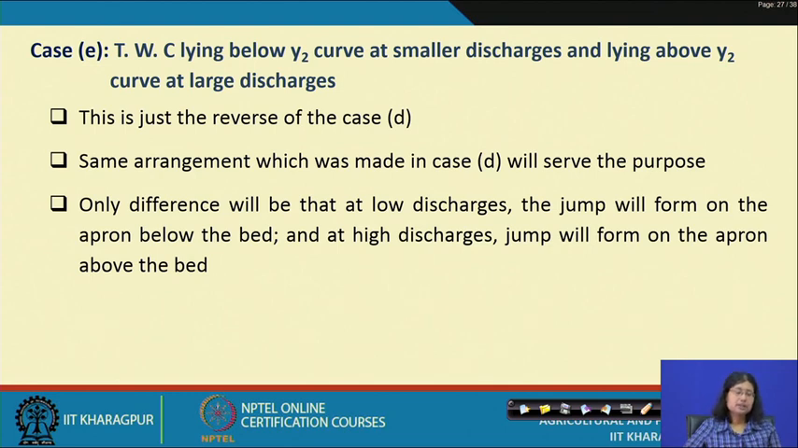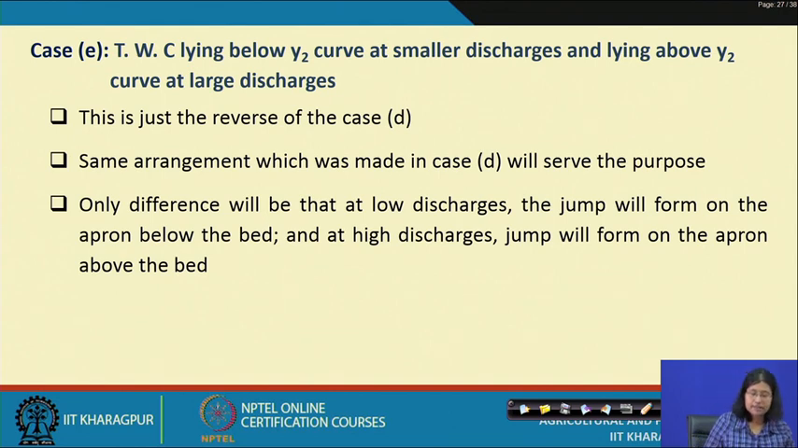The last case is also the case when the TWC and Y2 curve are both intersecting, but it is just opposite of case 4. That is, the TWC is lying below the Y2 curve at smaller discharges and lying above the Y2 curve at large discharges.